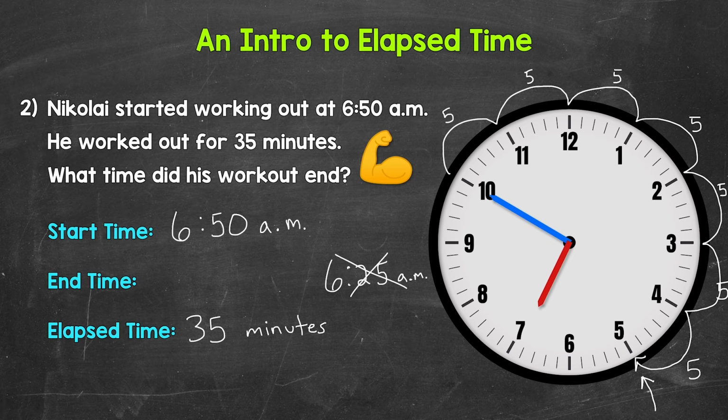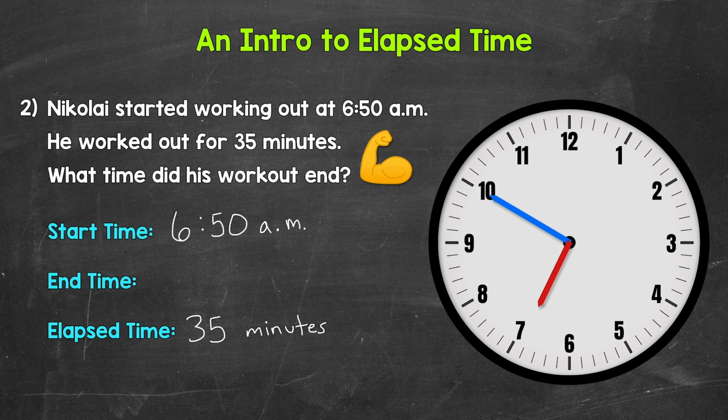When the minute hand hits 12, we start a new hour. So this is now 7 o'clock, 7 a.m. Then the minute hand goes all the way to the 5. So we pass 7 a.m. and go to 7:25 a.m. And that's our end time. Let's clear that and I'll show you another strategy.